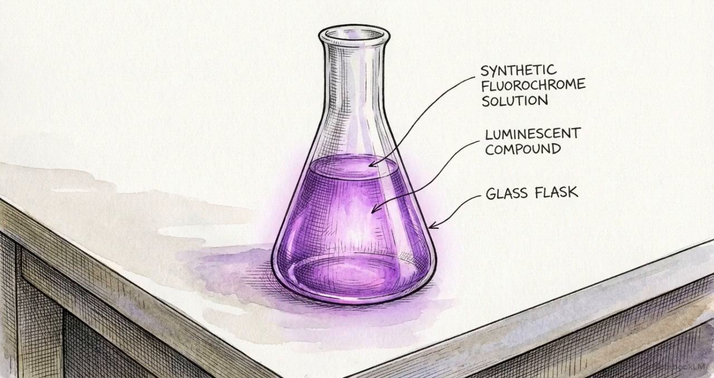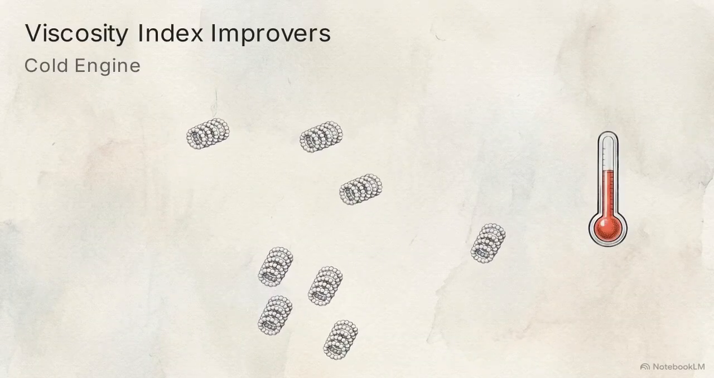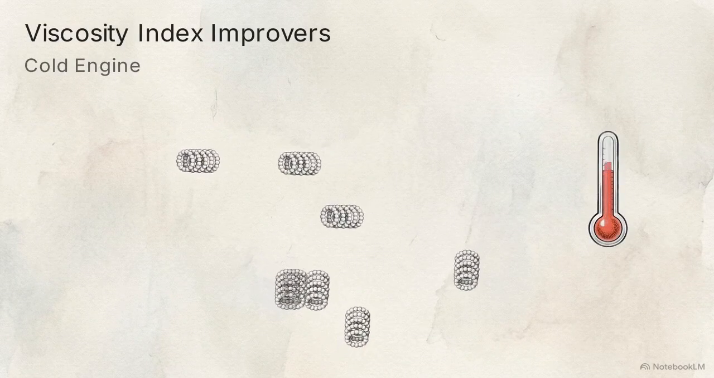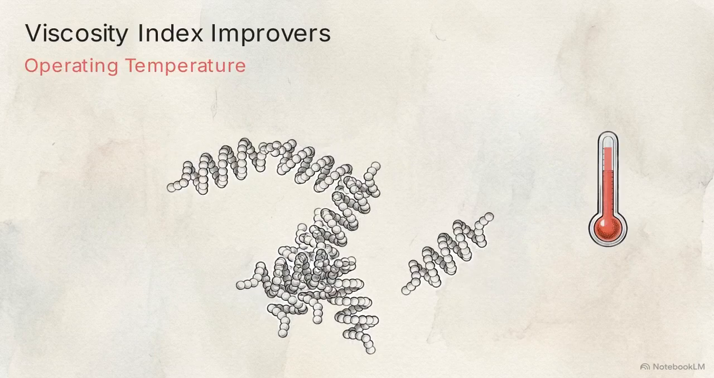Chemical engineers solve this using multigrade oils. These fluids contain specialized polymers that expand and contract, allowing a single fluid to fulfill two completely different viscosity specifications.